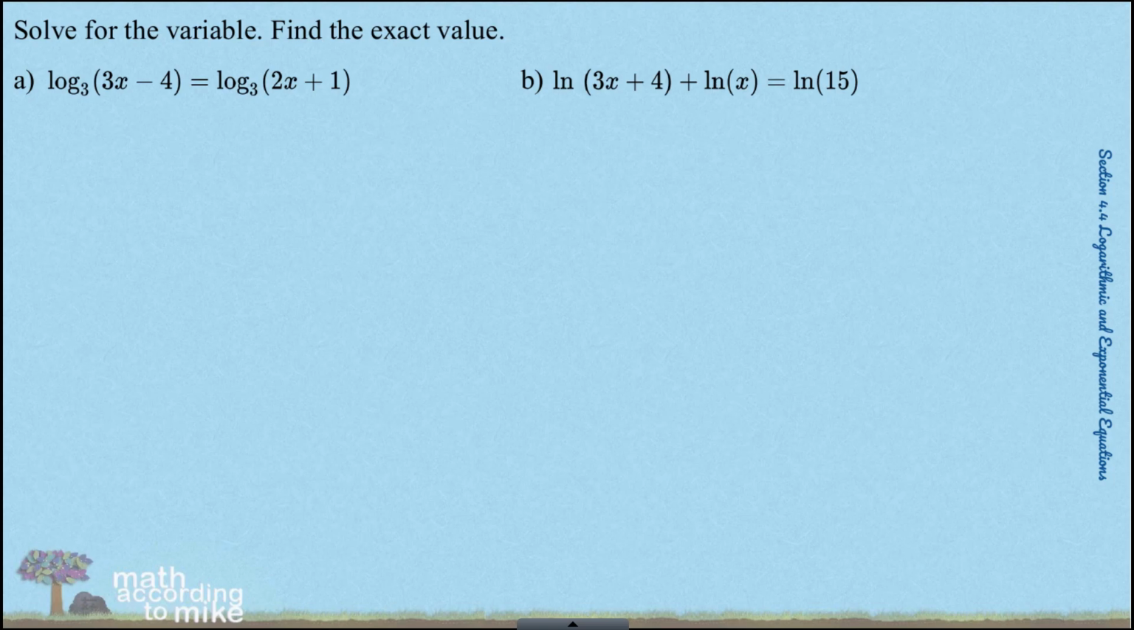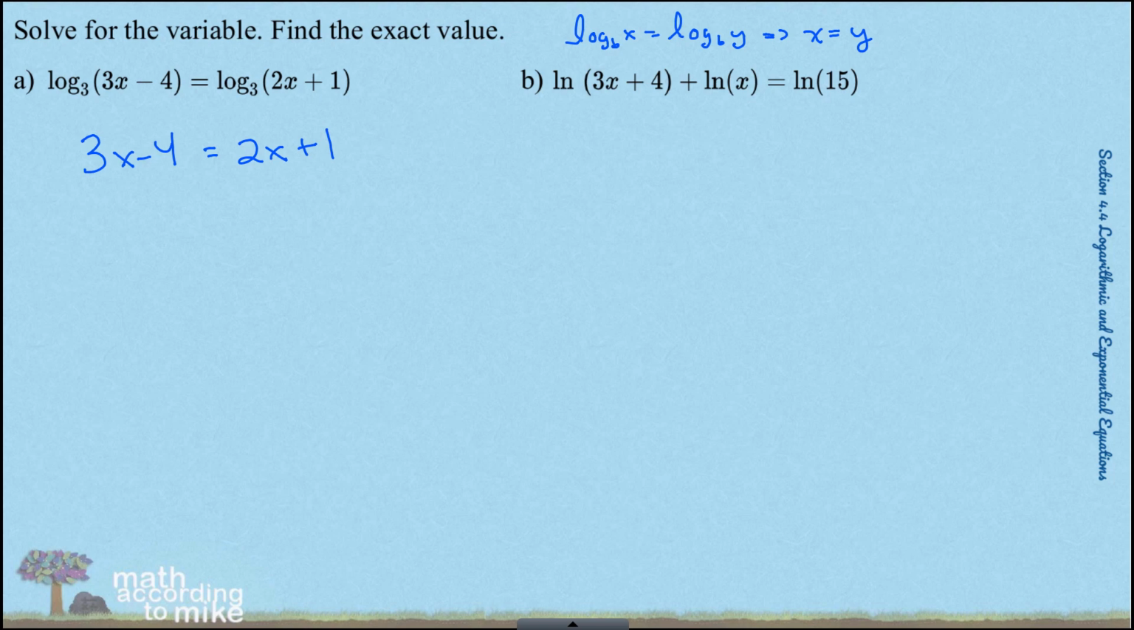Now we're going to solve for the variable in some logarithmic equations. There are two types of logarithmic equations. The type we have here is if you have log equals log, is what I'll call them. If you have the same type of log on both sides of the equation, then that means the arguments must be equal. So in part A, we have a log base 3 equals a log base 3, which means that the arguments, 3x minus 4, must equal 2x plus 1.